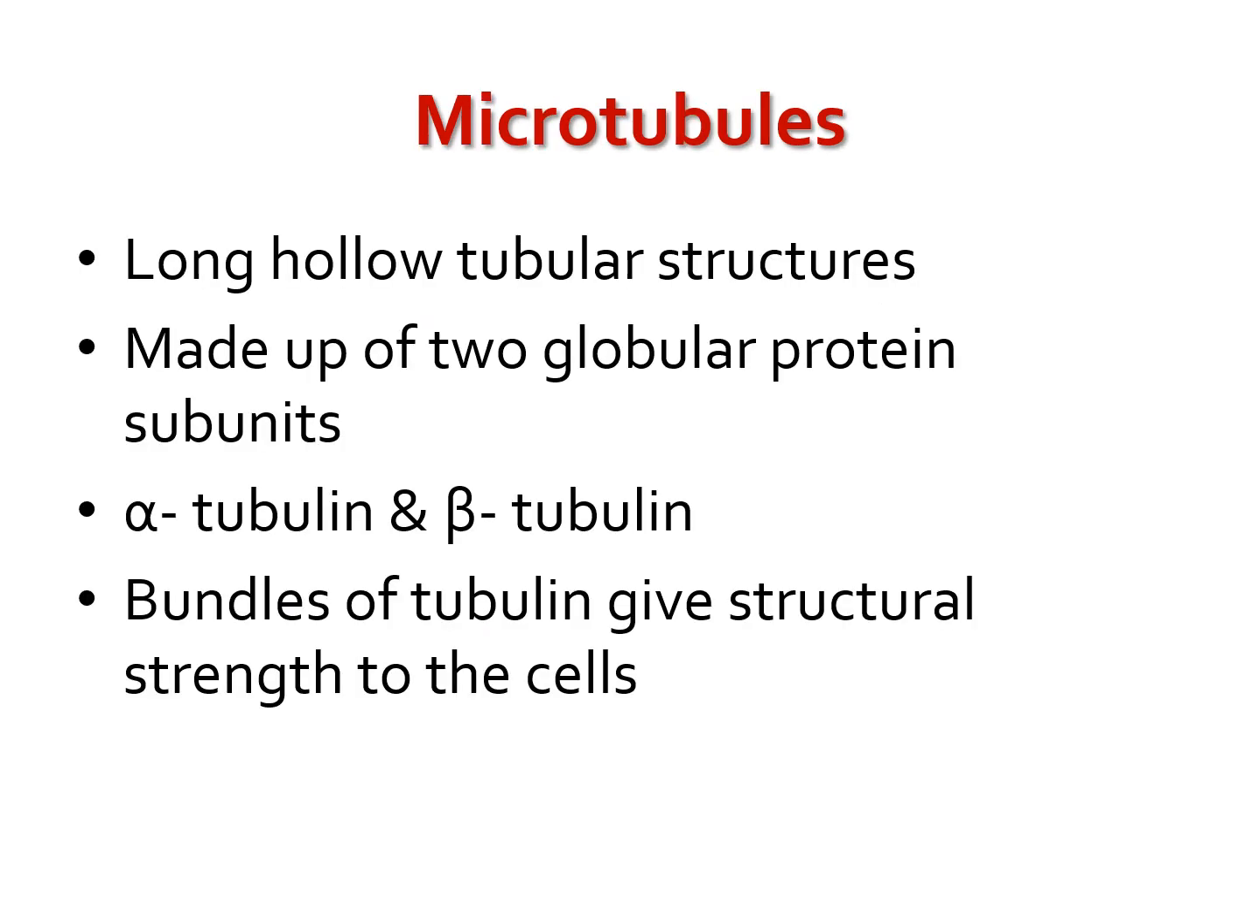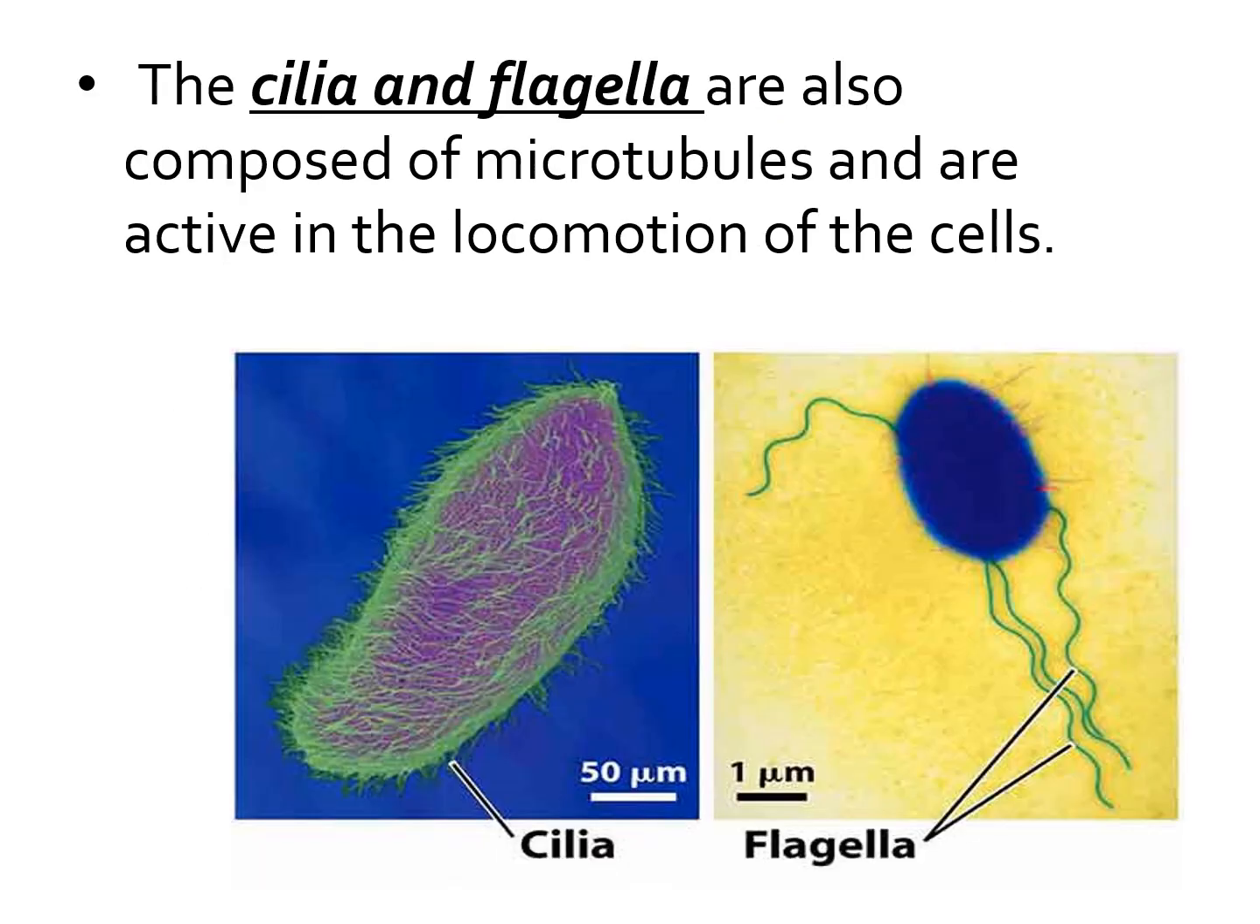So the microtubule is a long, hollow tubular structure. It is made up of two globular protein subunits, alpha and beta tubulin, which give structural strength to the cells. Microtubules are also involved in the locomotion of the cells. They are especially present in structures like cilia and flagella, which help in the motility of the cells. In the human body, we have cilia especially present in the respiratory mucosa, which help to propel the dust particles and prevent the entry of dust particles into the respiratory tract. Flagella are also composed of microtubules, which help in the motility of the flagella.